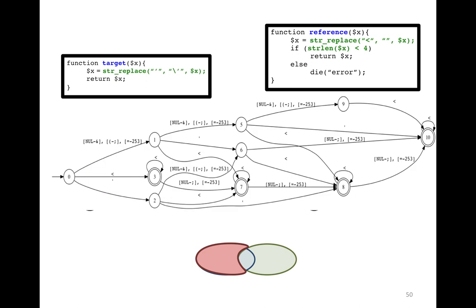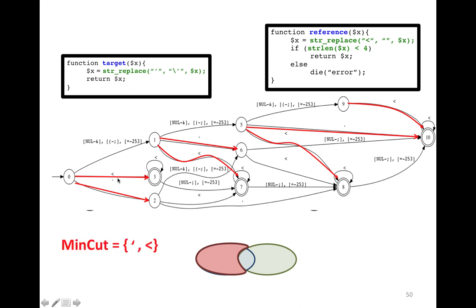This is the automata that we generated. By the way, all these automata are generated by the library that we have seen in the string analysis video. So this is basically the min cut that we want to take. These are the transitions that we want to remove, such that we cut the start state from these accepting states. Of course, when we generate the patches, we do not remove transitions. We actually remove characters from the input. So the characters that we are going to remove are single quote and less than.